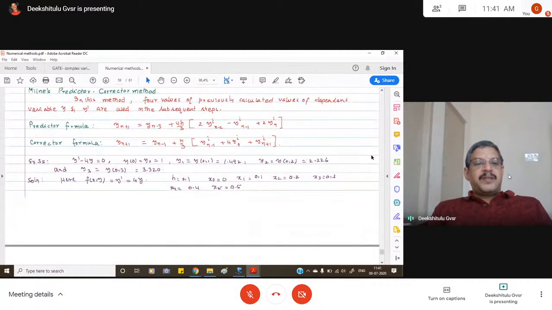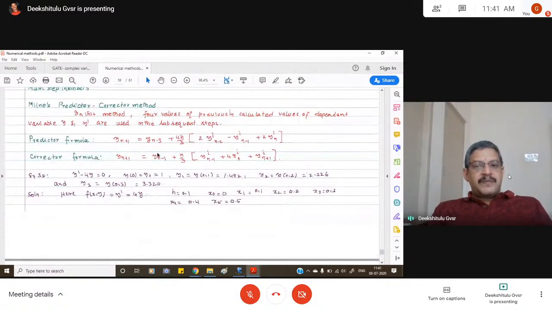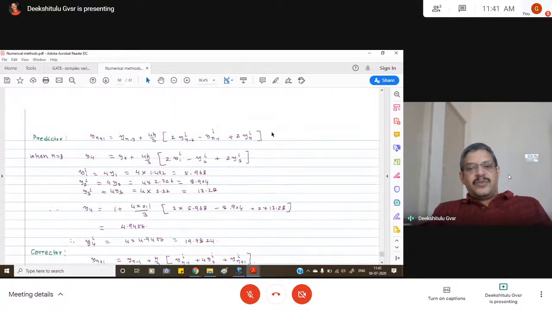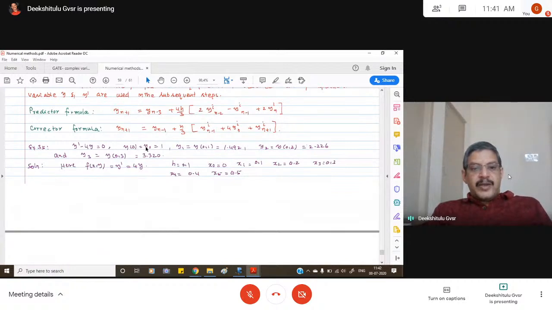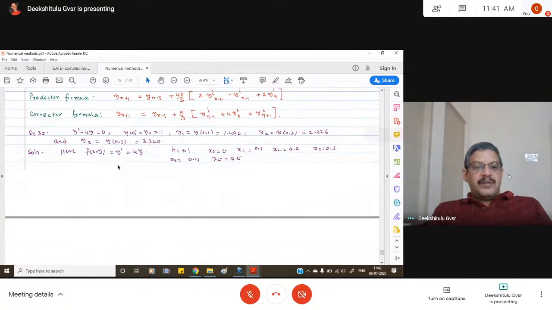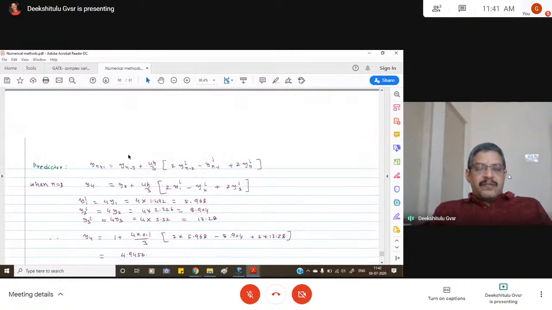So the first predictor method is y(n+1) = y(n-3) + 4h/3 (2y'(n-2) - y'(n-1) + 2y'(n)). I am using this formula. Here the values y0, y1, y2, y3 are given. After y3 what comes? y4. The formula is given as y(n+1). I want y4. So what should be the value of n?